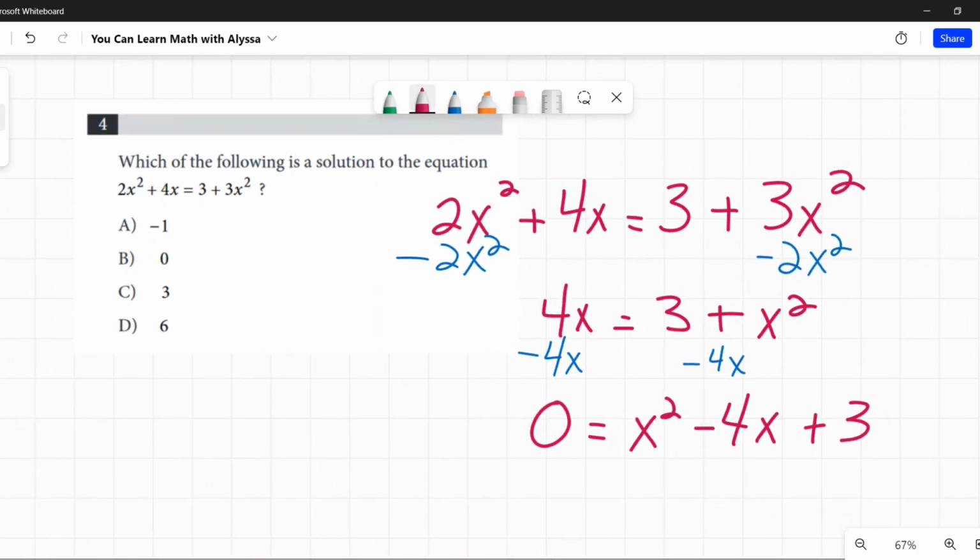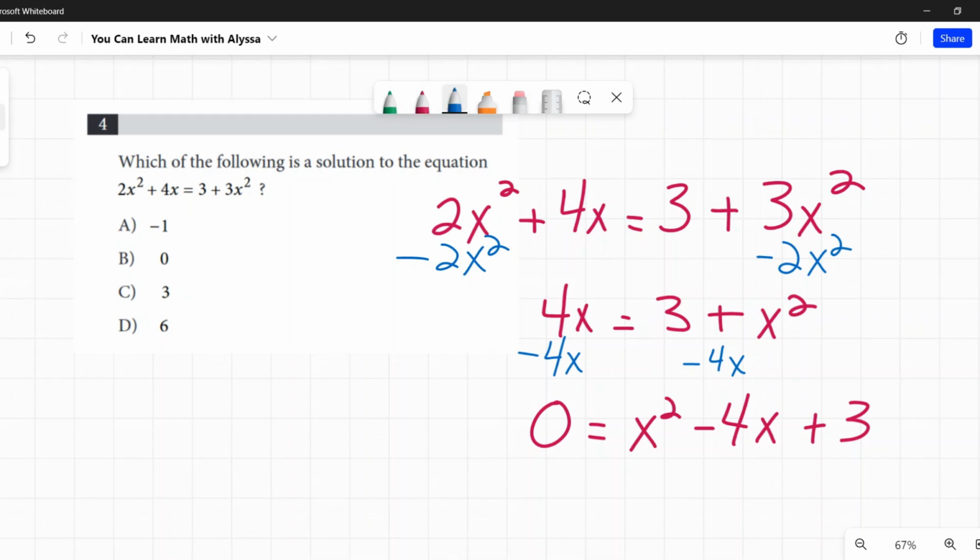This is a quadratic and I can factor it. You can also use the quadratic formula to solve it at this point if you prefer, but it's one of the easier quadratics to factor, if you can call quadratics easy. So that's how I personally am going to choose to do it.